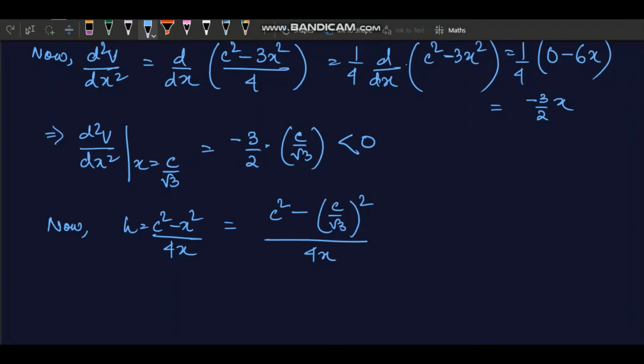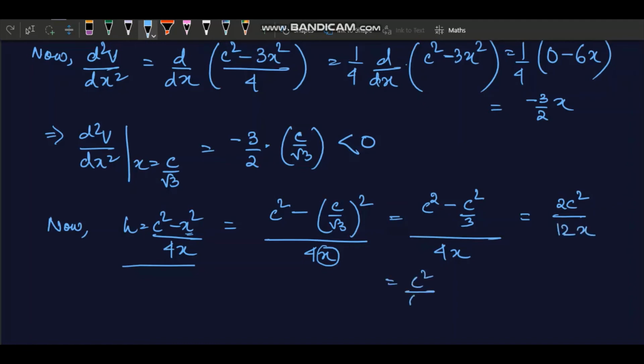Now we have already seen that h in terms of x is given by this. h is equal to (c² − x²)/4x. So in place of this x², we are putting (c/√3) whole square. We will later on, in place of this x, also put c/√3. Let us first simplify this. Simplify the numerator. So we have (c² − c²/3) divided by 4x. So what are we getting? 3c² minus c² gives us 2c² by 12x. Rather we have c²/6x.